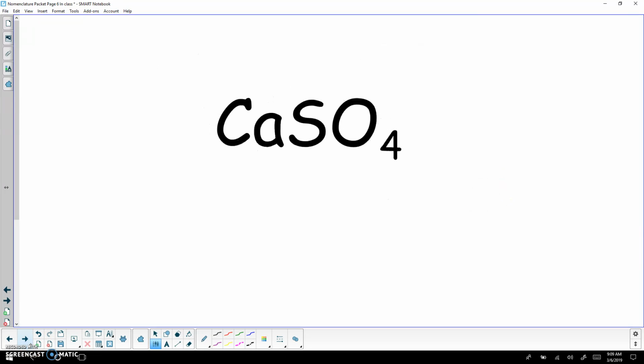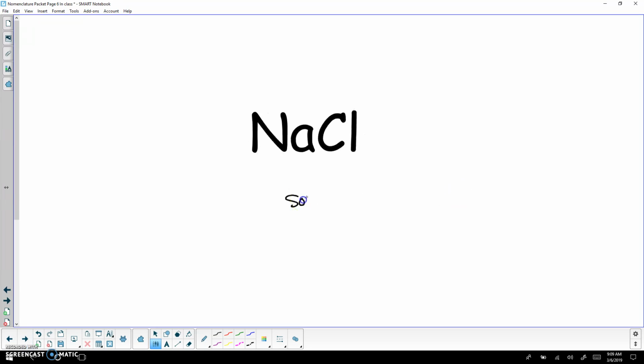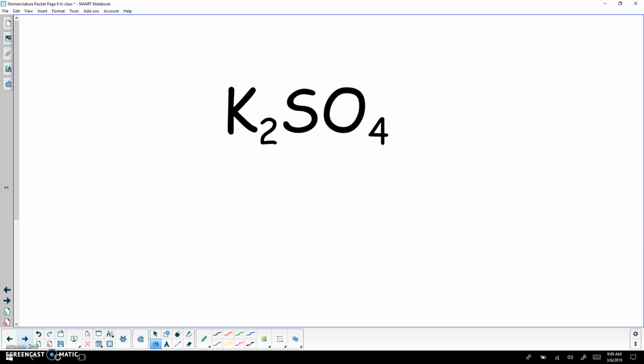Okay, this next one, calcium is representative, so you just name this thing. Calcium, and that's sulfate. Okay, the next one, sodium is representative, so you just name it. Sodium chloride. All right, same thing here, potassium is representative, so you simply name it potassium sulfate.